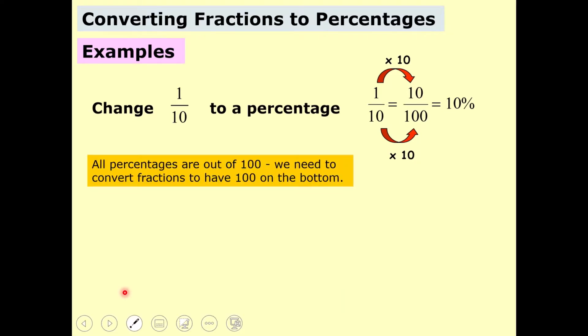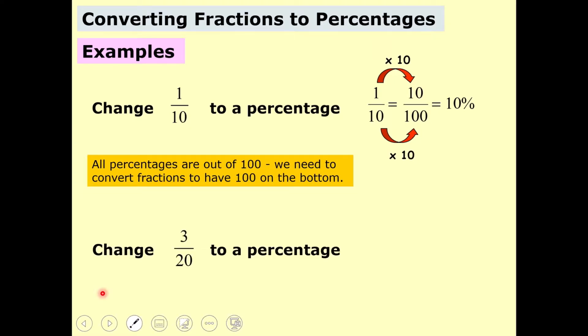Let's look at a second example. So as I said previously, it'd be really good again if you could copy these examples down as we go, and this box here is really important. All percentages are out of 100, so we need to convert fractions to have 100 on the bottom. So let's look at another example.